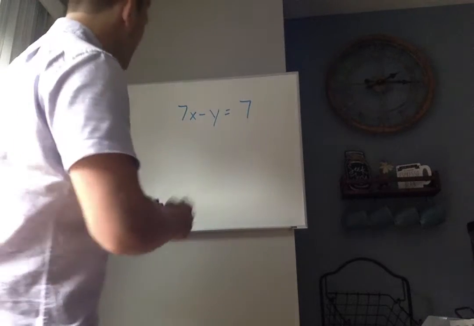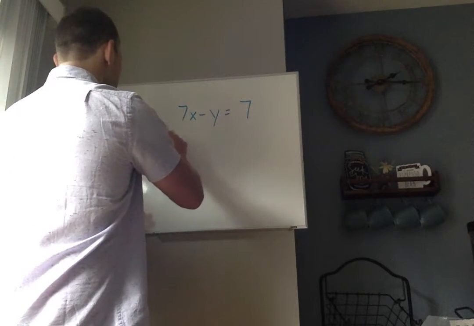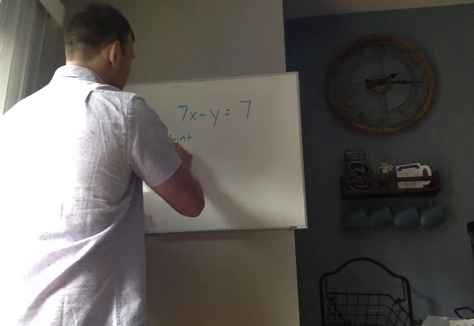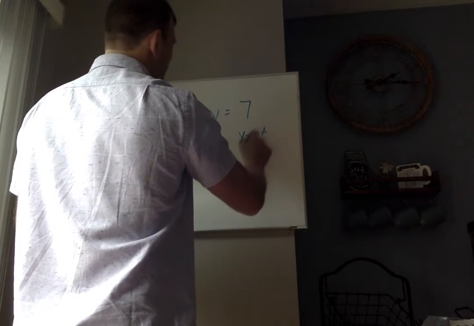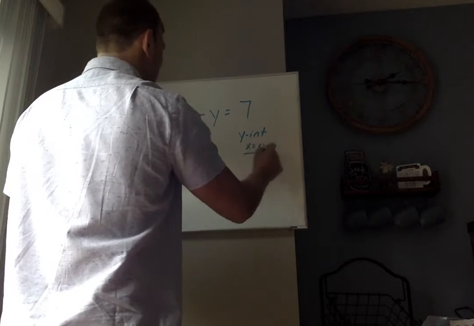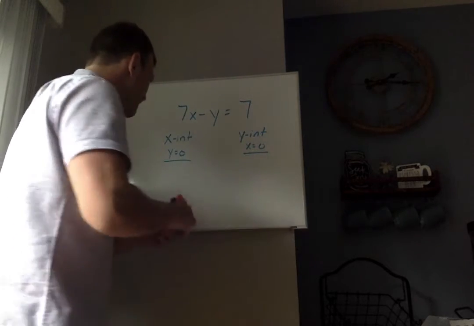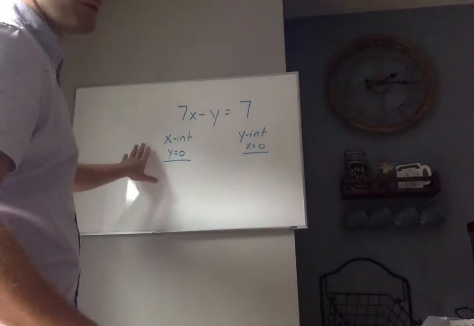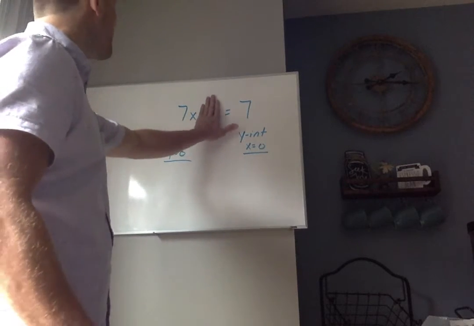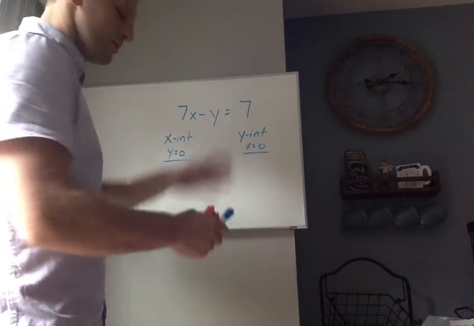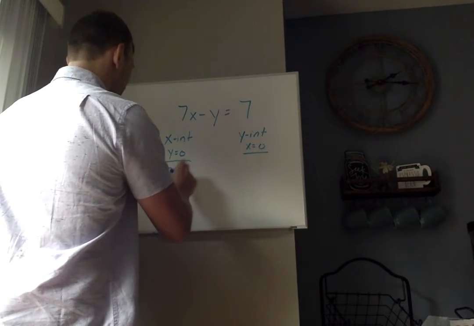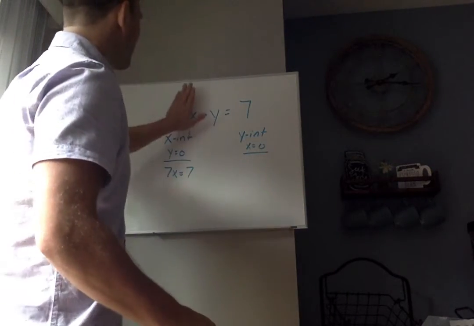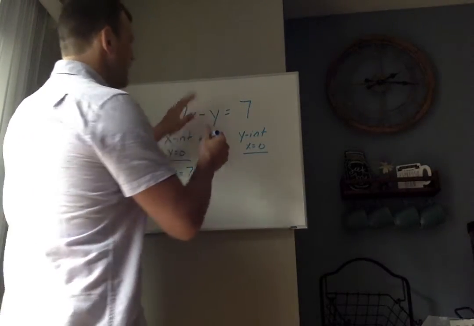So when I want the x-intercept, that's when y is equal to 0. And the y-intercept is when x equals 0. So what I can do is, if I'm looking for the x-intercept, I cover up y. So it says 7x equals 7. So I go ahead and write 7x equals 7 here. And then if I want the y-intercept, I go ahead and cover up the x, and I have negative y equals 7.